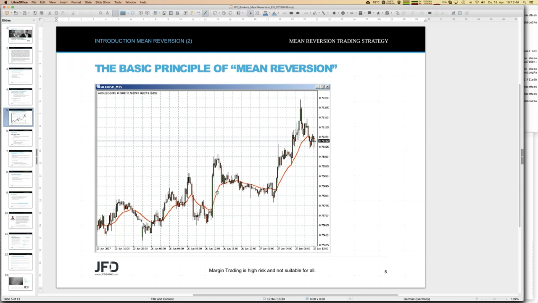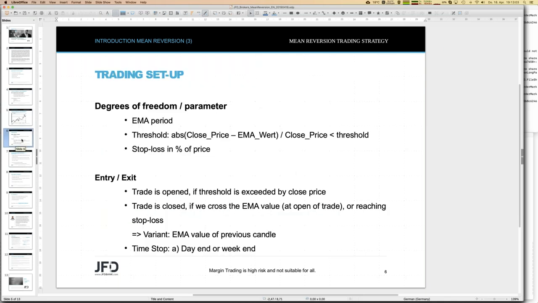We have to talk about some details. What could be the take profit level? Will it be the moving EMA value, or should we fix it? Do we use a stop loss? All those things we have to define. But one step after the other.